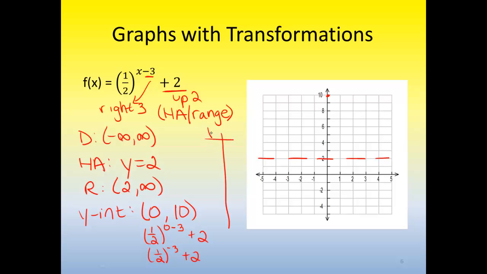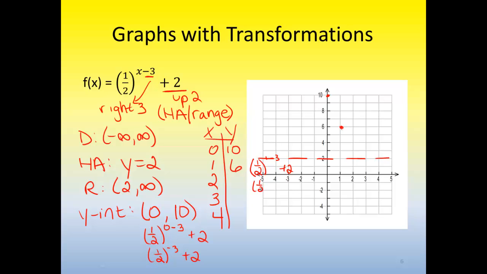If I make a table of values, and of course you can always get these table of values from your calculator as well, I think 0 is going to be the best I can do. Going backwards, the numbers are going to get too big. If I go to 1, 1/2 to the 1 minus 3, that's 1/2 to the -2, which is 4, plus 2 is 6.